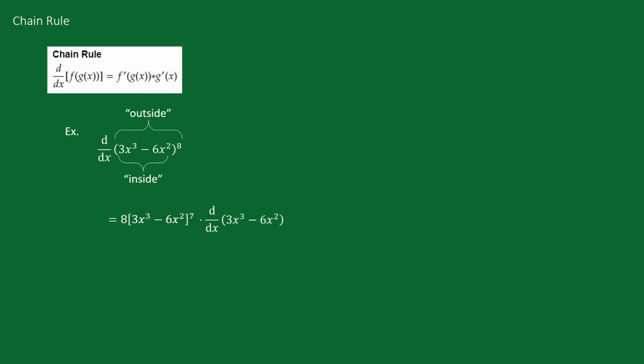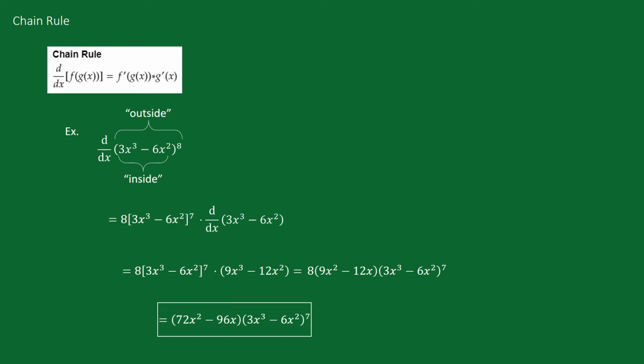So then we leave the first part the same, and we find that the derivative is 9x cubed minus 12x squared, and then that we can rewrite as x times 9x squared minus 12x times 3x to the third minus 6x squared, all raised to the 7th. And then I distributed the 8 to the 9x squared minus 12x to get 72x squared minus 96x times 3x to the third minus 6x squared, all raised to the 7th power. And that would be your answer.